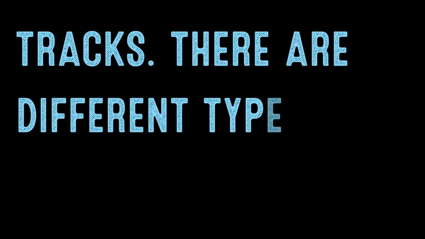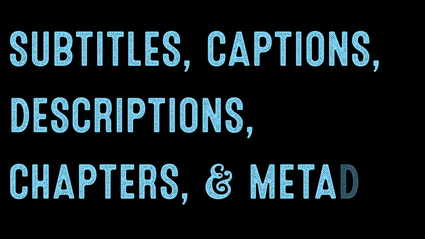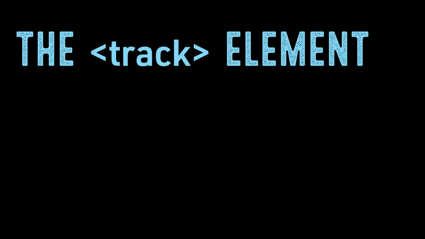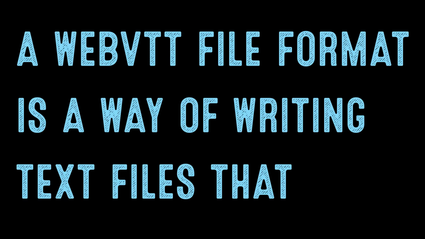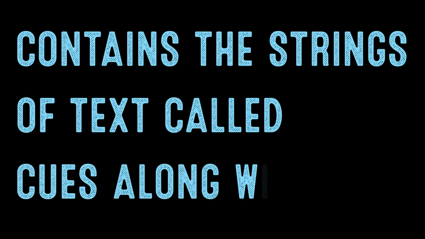There are different types of text tracks: subtitles, captions, descriptions, chapters, and metadata. The track element is used in conjunction with a WebVTT file. A WebVTT file format is a way of writing text files that contains the strings of text called cues, along with the metadata such as the time at which the text should be displayed.